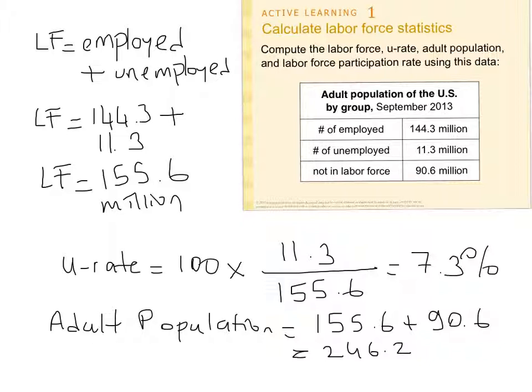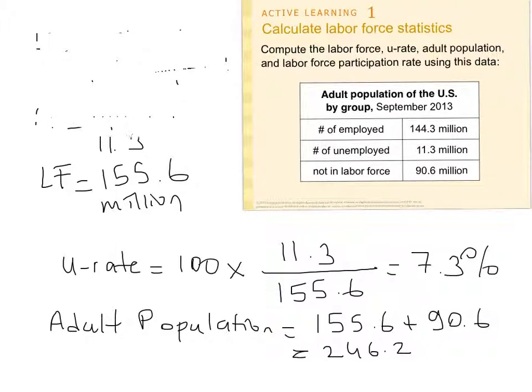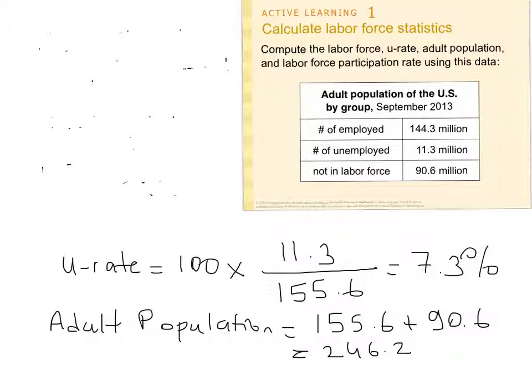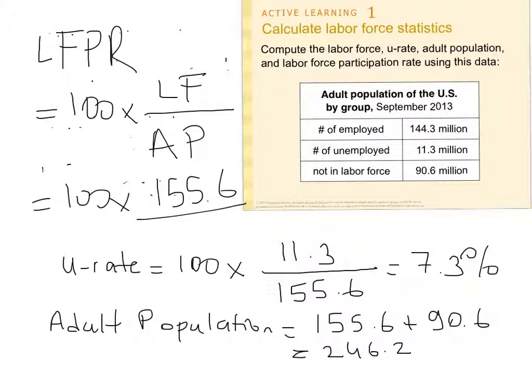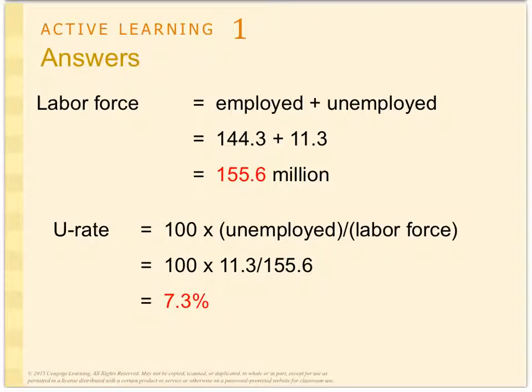And the last part, the question is asking what is the labor force participation rate. Let me erase some parts here and then write the labor force participation rate. The labor force participation rate, LFPR, is equal to 100 times the labor force divided by the adult population. So 100 times 155.6 divided by 246.2, which will give you a number around 63%. So that means 63% of the adult population is either employed or unemployed looking for a job. Okay, that's how we solve this kind of problem. You can find the answers here.